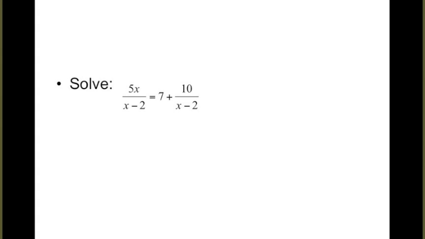What is our least common denominator for this equation? X minus 2. That's the only denominator that's there because this is really like 7 over 1. Right? So the only denominator that's there is x minus 2. So that's what we're going to multiply everything by. So in the first fraction, that will cancel the denominator, just leaving 5x. You have to multiply the 7, even though it's not a fraction, we have to multiply every part of the equation so that it stays balanced.